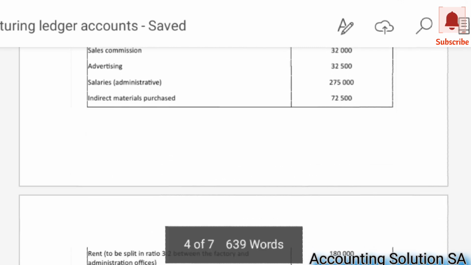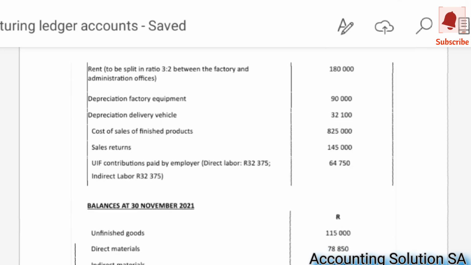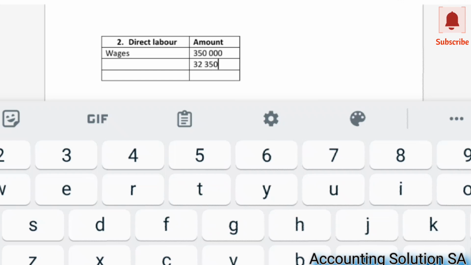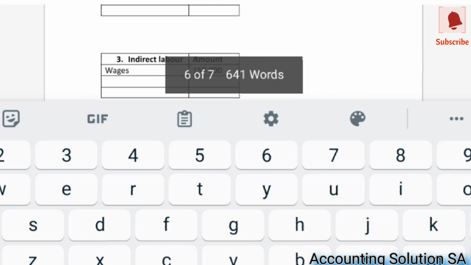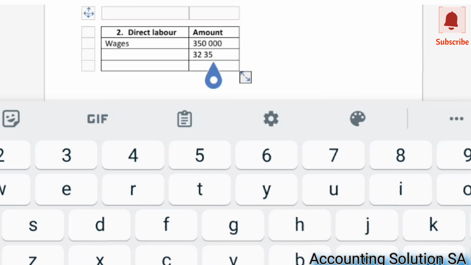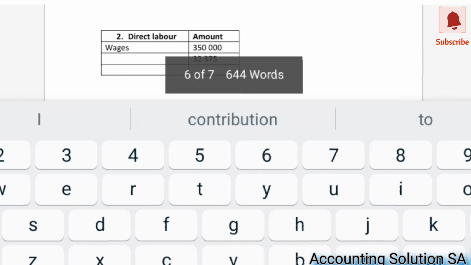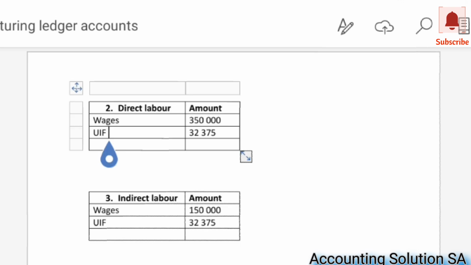Factory insurance, maintenance, no. Sales, no. I think the last one. They said the direct labor UIF contribution paid by employer is 32,350 and 32,350 for indirect. Okay, let me write 32,350. Okay, 32,375. 32,375.